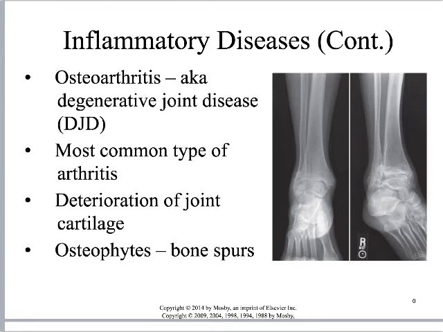Osteoarthritis, sometimes called degenerative joint disease or DJD, is the most common type of arthritis. There's deterioration of the joint cartilage in this instance, and the formation of osteophytes or bone spurs.